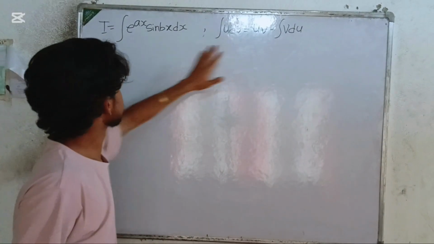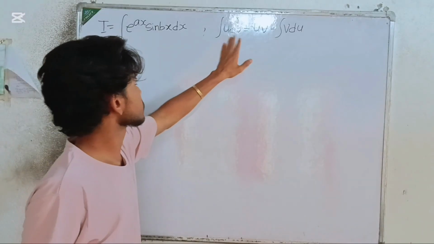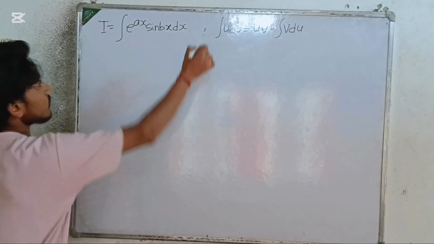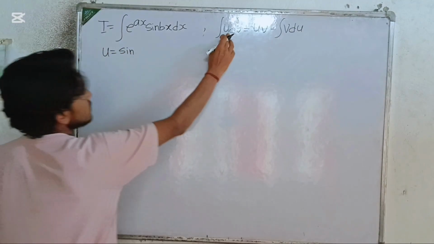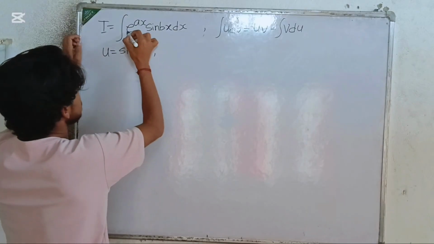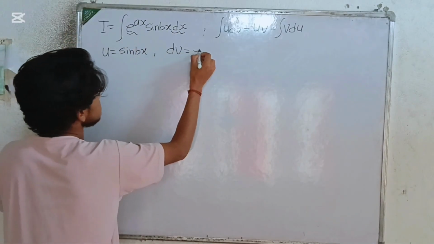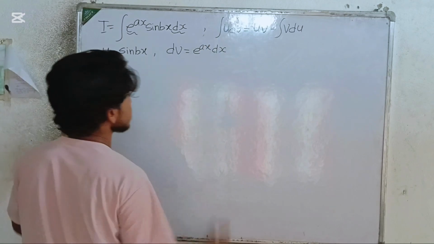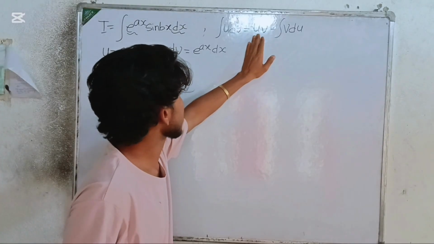Here we have to separate our integrand on the basis of what is going to be our u and what is going to be our dv. For me, u is going to be sine bx, and dv, the whole remaining term, is e to the ax dx. To put it into the formula, I have to calculate u and v.